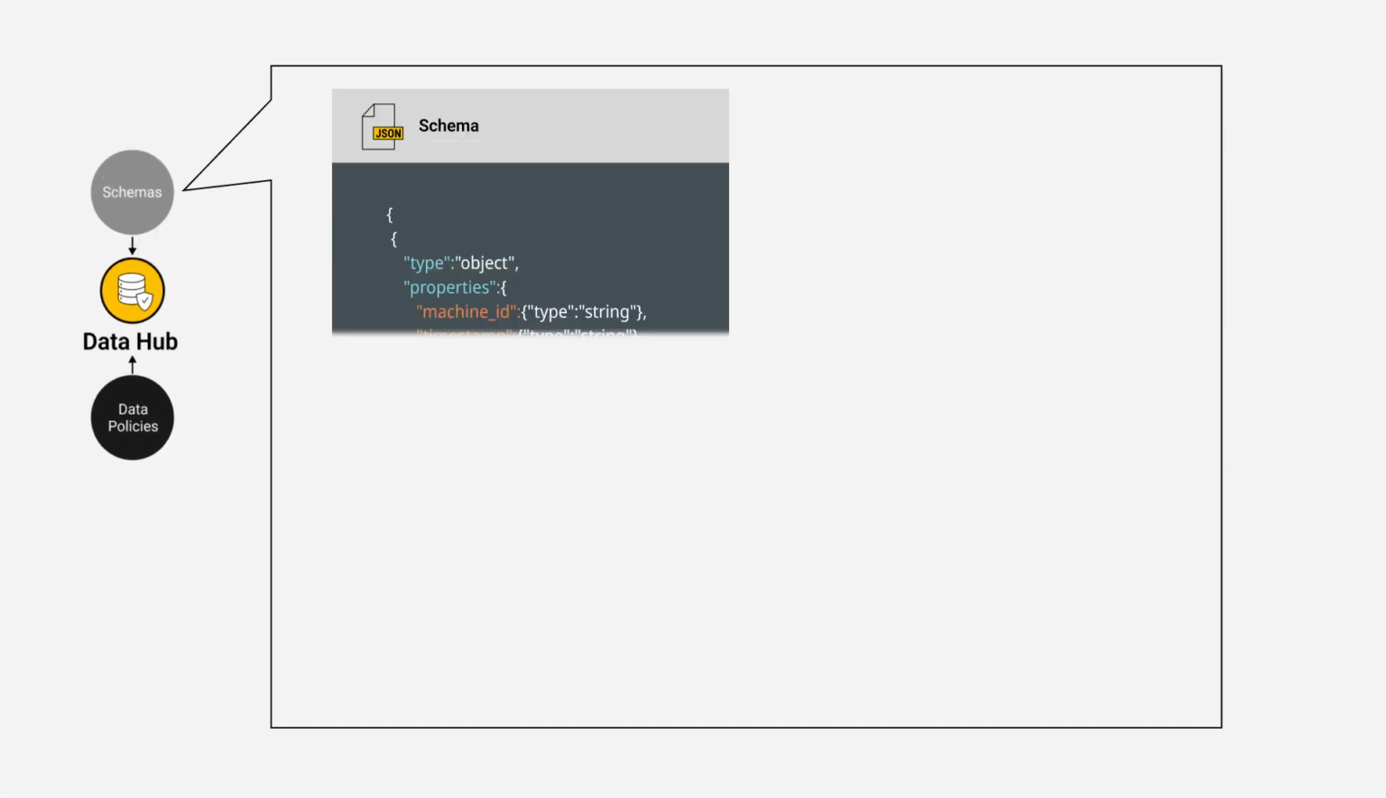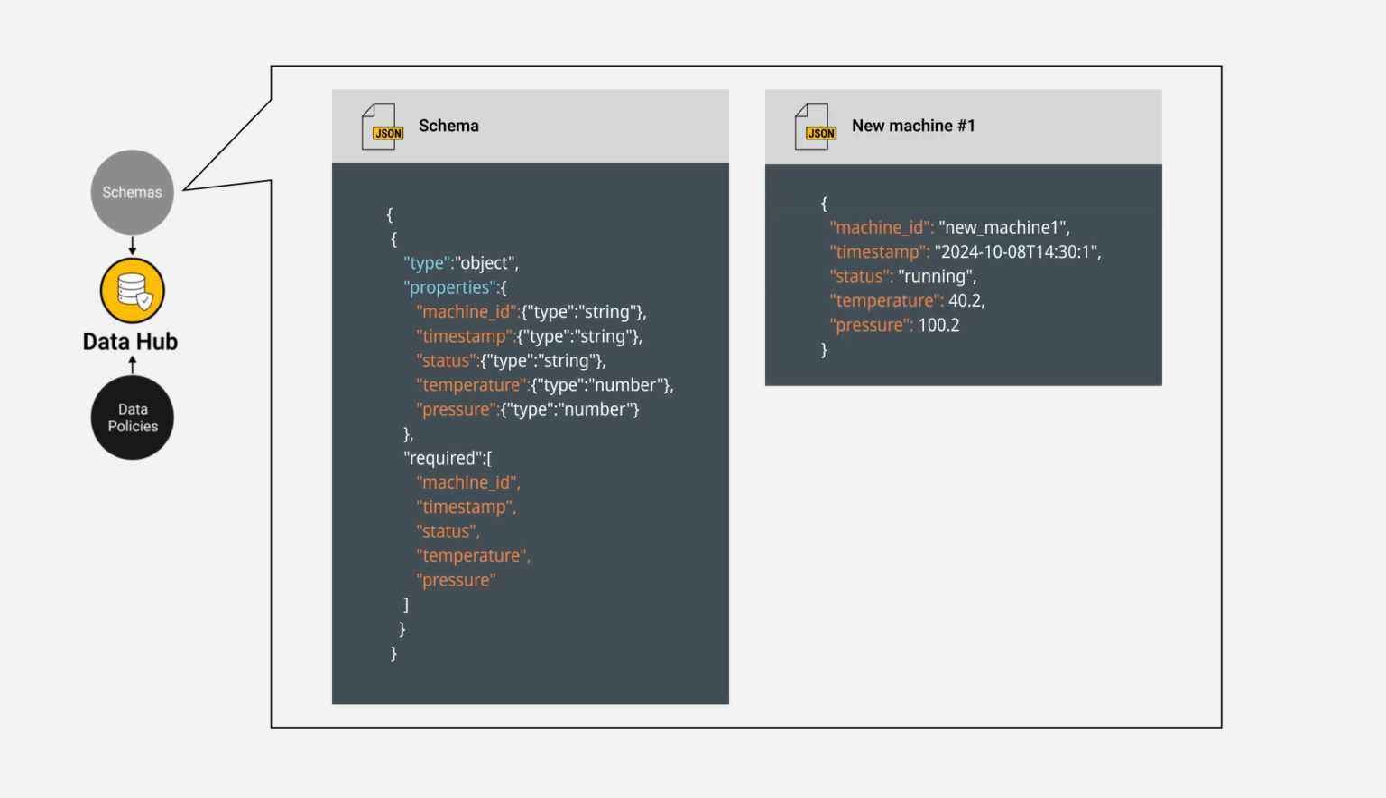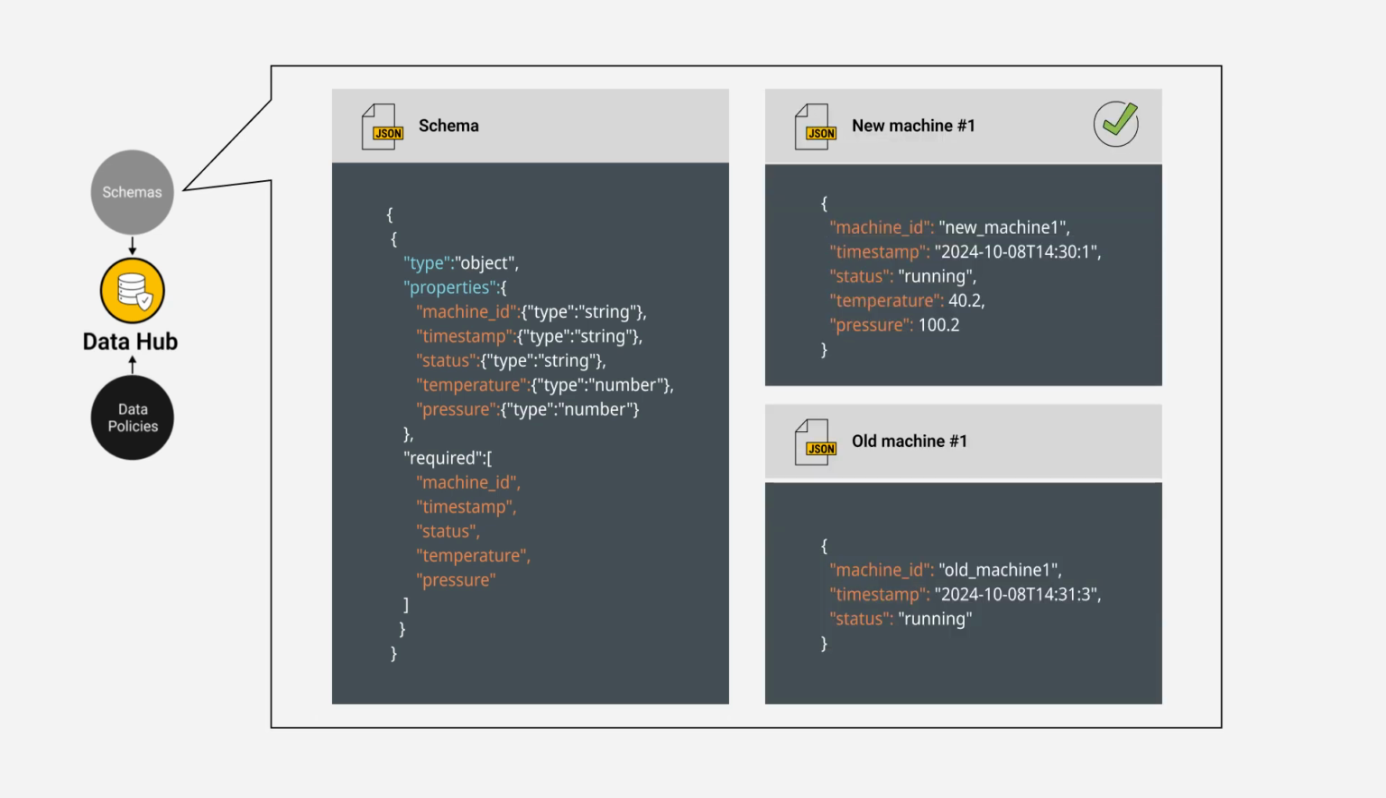Schemas are simply a specification of the format in which data should be organized. In our example, the 5 key metrics are defined as mandatory. By definition, the JSON data coming from new machine 1 is regarded as valid, while data from old machine 1 is considered invalid. It does not match the schema. But the definition of a schema alone is not sufficient for validation. The second component of Data Hub, data policy, is also required.